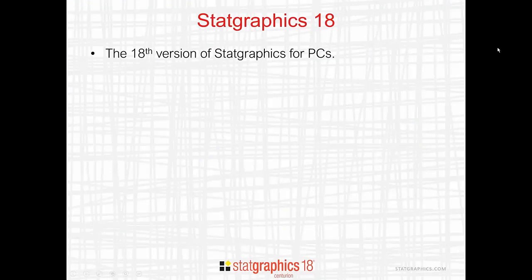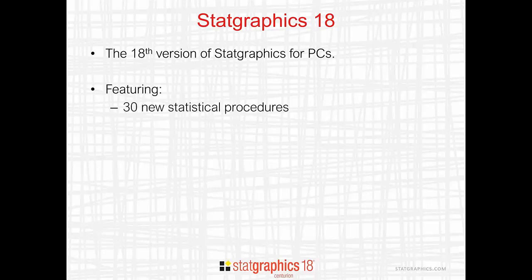Statgraphics 18 is the 18th version of Statgraphics for PCs. The very first version was released about 35 years ago now, in 1983, obviously back in those days running under DOS, not under Windows. But the current version, which we released last year, is the 18th version of the product.